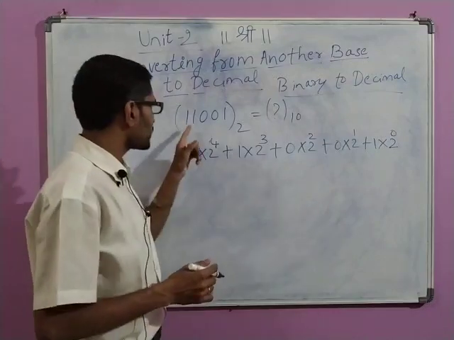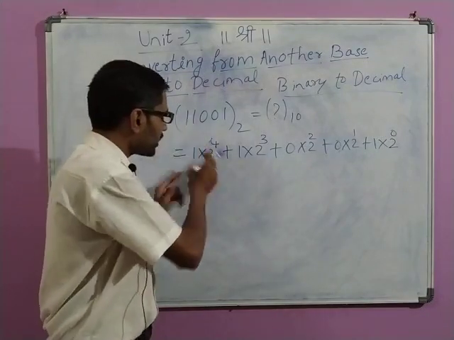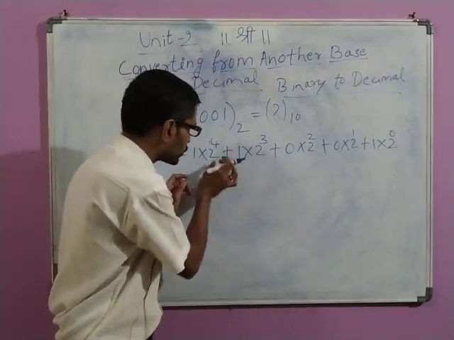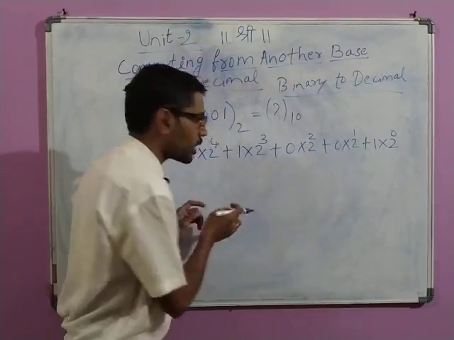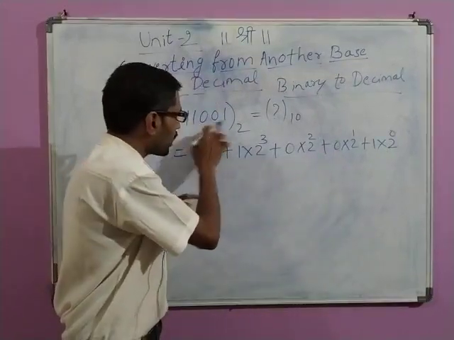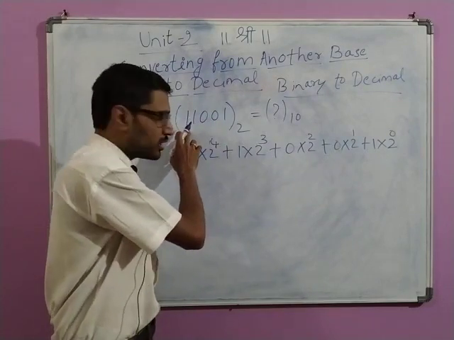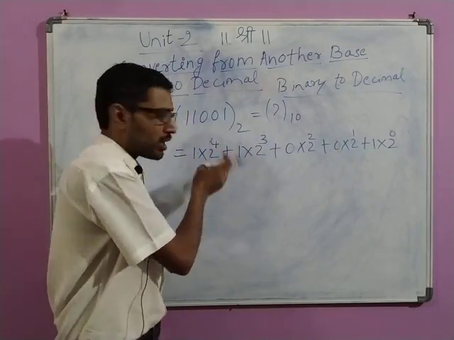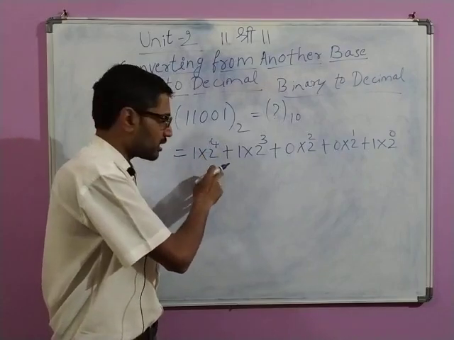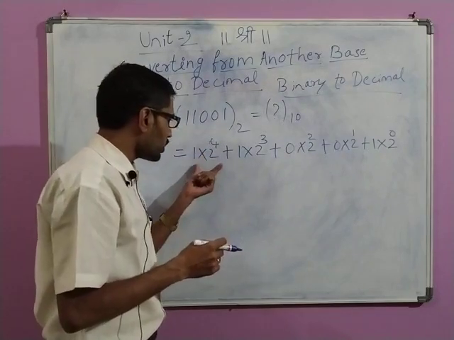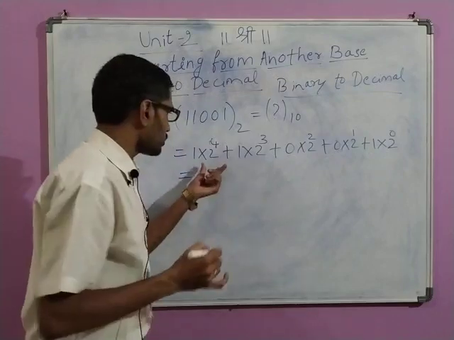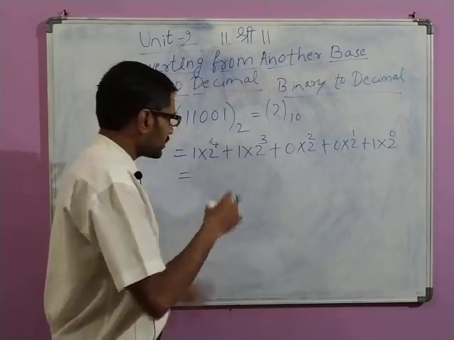And then what is the second step? Multiply each positional value, that is 2 raised to 4, 2 raised to 3 and so on, with the corresponding column digits. In the corresponding columns, whatever digits I have, that has to be multiplied here. So I have combined step 1 and step 2 together. And now what you need to do? You need to sum this up. I mean, you need to calculate this first and then sum it up.